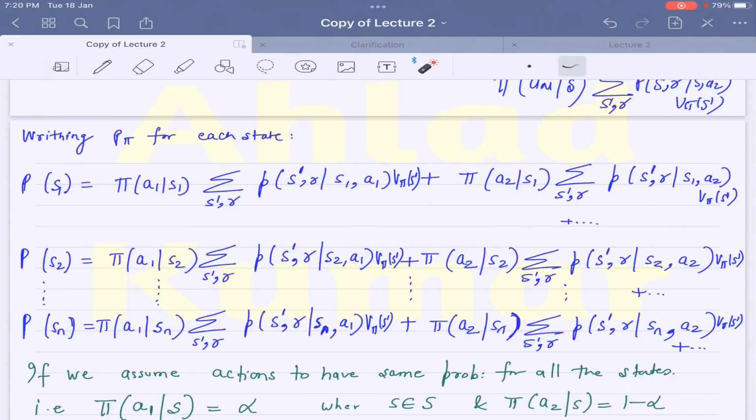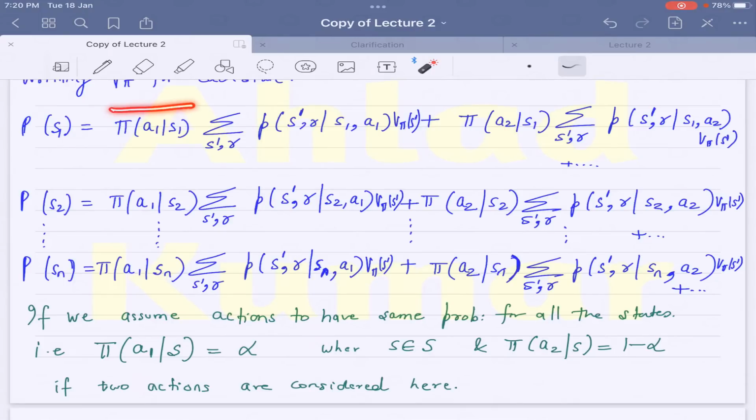Similarly, if you start from state S2, you can have multiple actions involved in that state S2. So you have action A1 happening over here. This is the policy which you have for that state. And again, you can write these expressions which are internal in a similar way. The only difference is that now it is S2 here. So you can do it till the nth state.